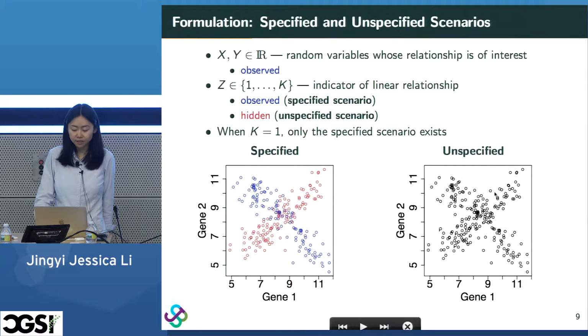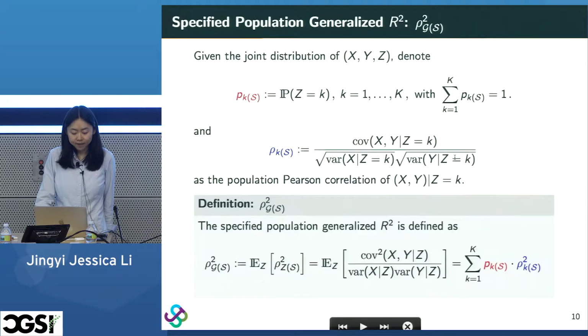So in the specified scenario, the idea is that I start with each line. For each line, I can have the R-square for that line. But here the indicator can take k possible values, from 1 to k. Therefore, I take an expectation over this indicator Z. So what I basically get is a weighted sum of the R-square of the different lines.